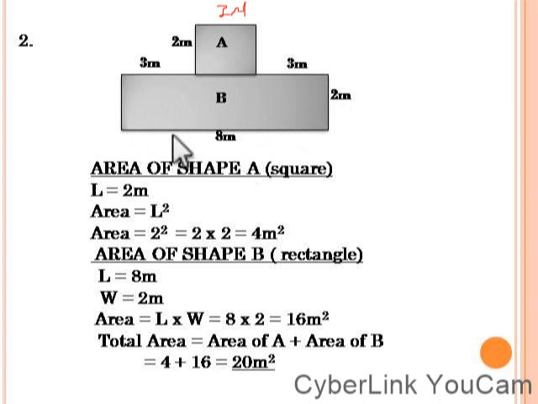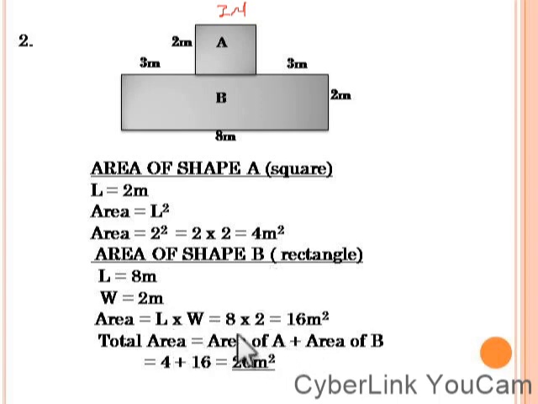So let's find the area of the overall shape here. The area of shape A, which is a square, the length is 2 meters, and the area of a square is length squared, which means 2 times 2, and it will give us 4 meters squared. Then the area of shape B, which is a rectangle, the length of it is 8 meters and the width is 2. So finding the area will give us 8 times 2, which will give us 16 meters squared.